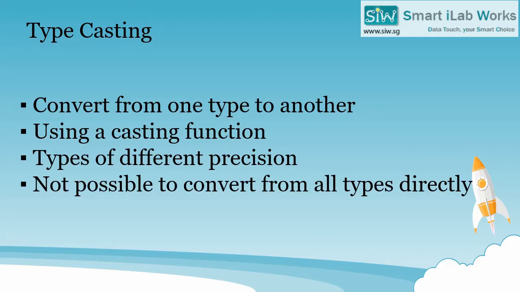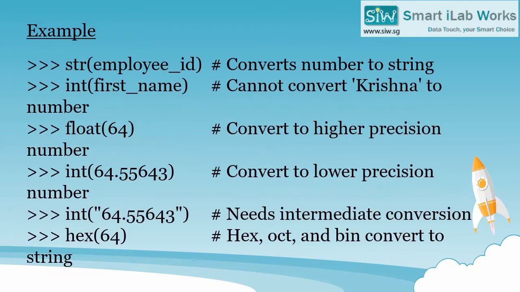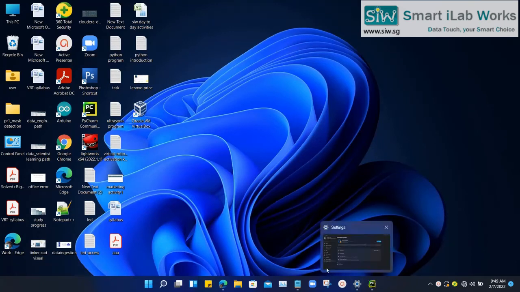Next one is typecasting. Typecasting is nothing but changing one type of data into another type. Using casting functions only we can do this. For example, we can convert a number into a string, but we can't directly convert a string into a number, because you know that, right? For example, we have an employee ID, name, 0 1 2 3 4, whatever; we can convert it as a string. Let me show some examples.